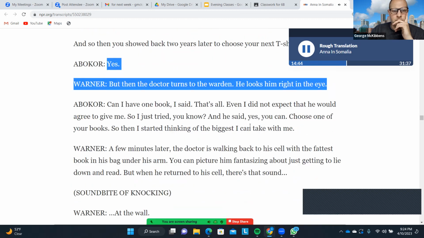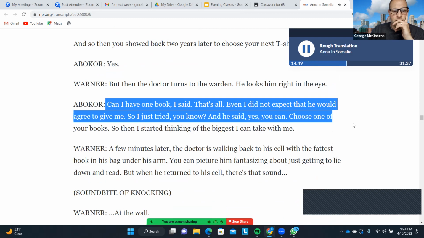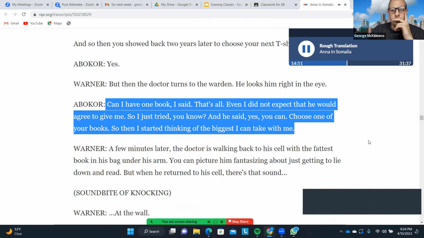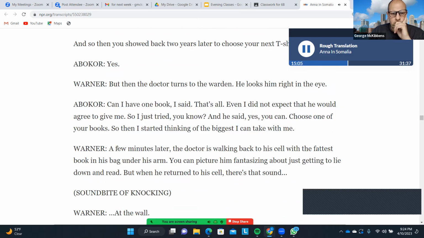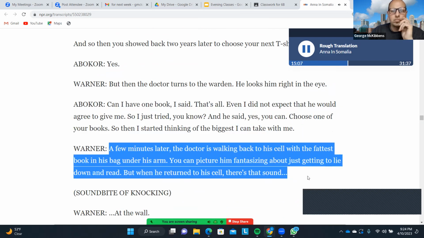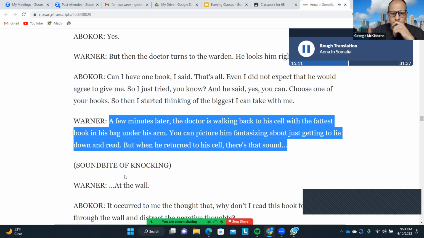He looks him right in the eye. Can I have one book? I said, that's all. Even I did not expect that he would agree to give me. So I just tried, and he said, yes, you can, but choose one of your books. So then I started thinking of the biggest book I can take with me. A few minutes later, the doctor is walking back to his cell with the fattest book in his bag under his arm. You can picture him fantasizing about just getting to lie down and read.